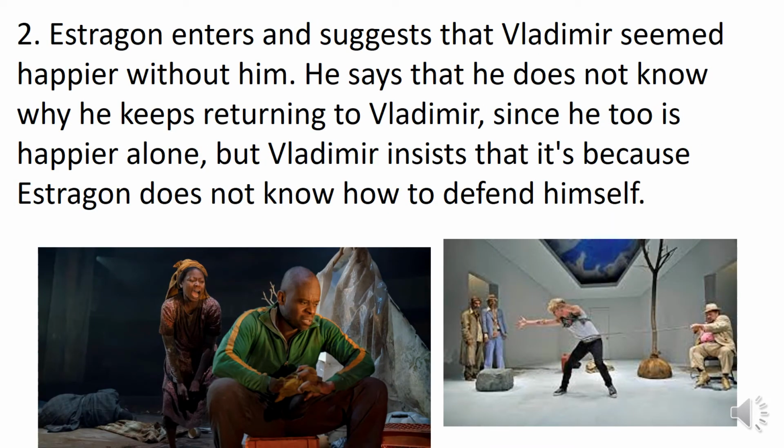Okay. So the second part that I want to look at is Estragon enters and suggests that Vladimir seems happier without him. He says that he does not know why he keeps returning to Vladimir since he too is happier alone. But Vladimir insists that it's because Estragon does not know how to defend himself. So again, in the relationship between Estragon and Vladimir, we know that Vladimir is the more dominant, more controlling character, and Estragon is a bit submissive to him, and Vladimir just makes it clear by saying that Estragon cannot function without his help.